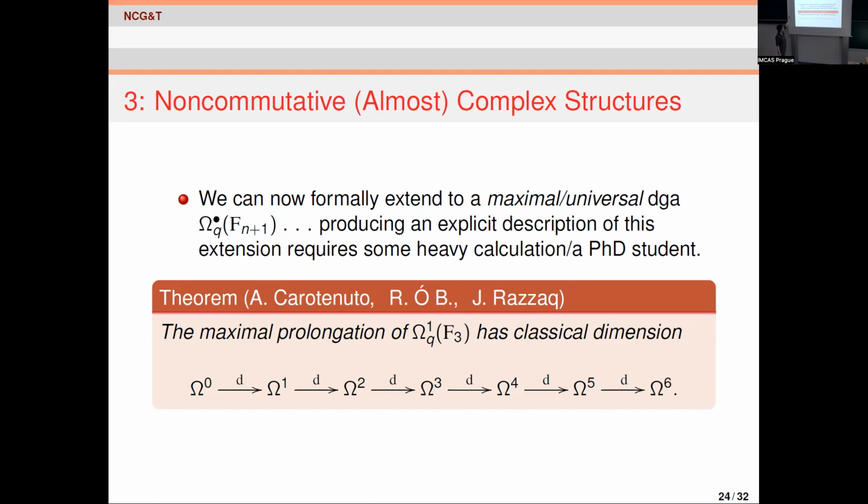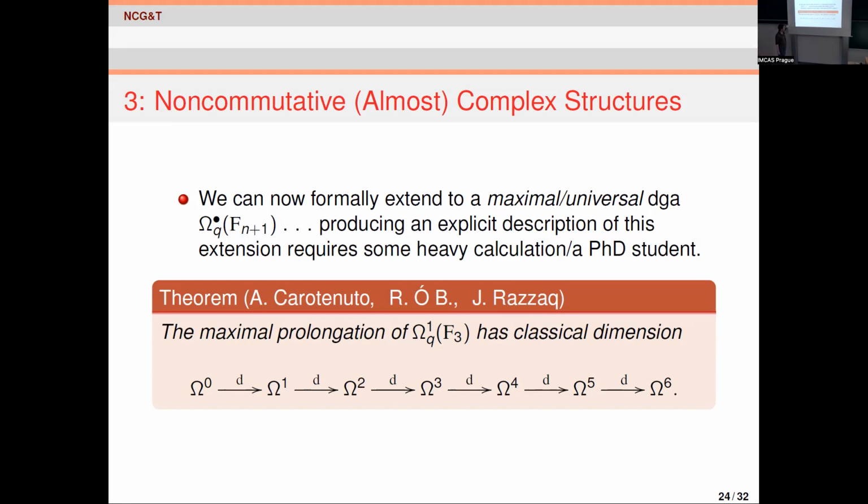to this, and with some heavy calculations, or a PhD student. So this is Junaid Razak, who is in Bologna, who is the PhD student of Rita, who was visiting us here for a couple of months last autumn. He did some heavy calculation very well, very quickly and efficiently, together with myself and Ale.